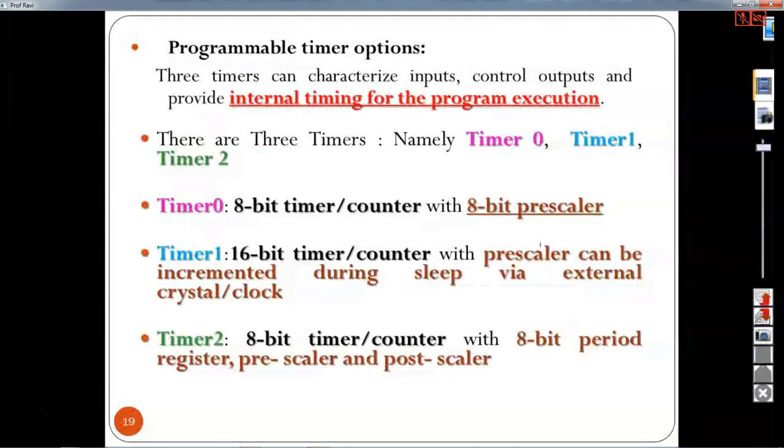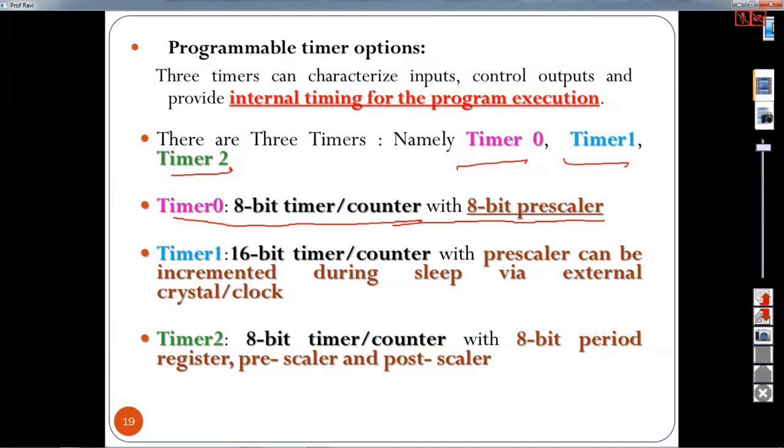And coming to the timers, you have 3 timers: timer 0, timer 1, and timer 2. So timer 0 is an 8-bit timer counter with an 8-bit prescaler. So now you can compare the features of 8051 with the PIC microcontroller.